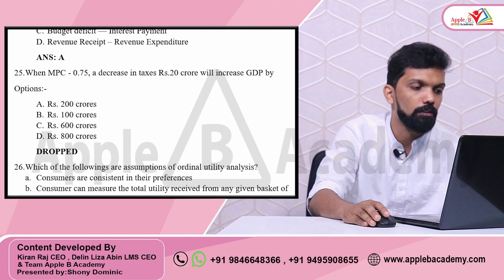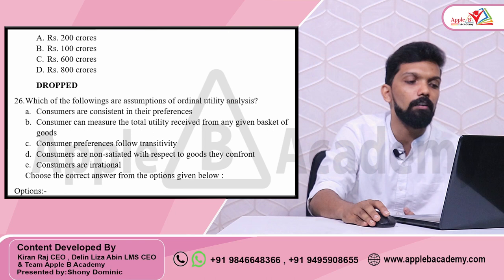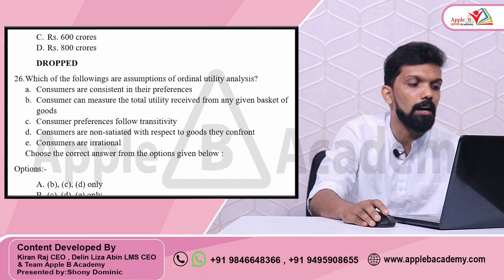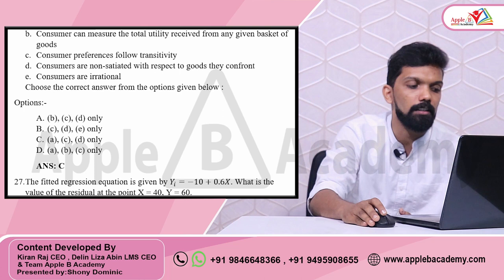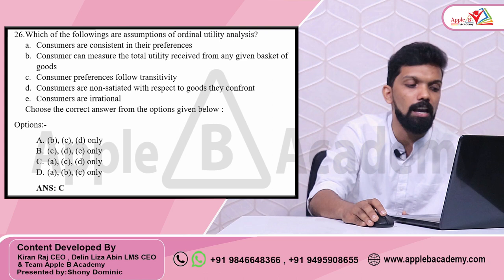Then the 26th one, which of the following are assumptions of ordinary utility analysis? Consumers are consistent with their preference. Consumers can measure the total utility received from any given basket of goods. Consumer preference follows transitivity. Consumers are non-satiated with respect to goods they consume. Consumers are irrational. The right answer for this question is option C, which is A, C, and D. A, C, and D are the right statements for ordinary utility analysis.